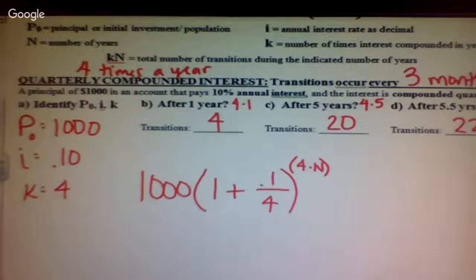So, for one, times 1. Hold up. So can I put the fraction in parentheses, do you think? No. Because of order of operations, it'll divide that before it adds it to 1.